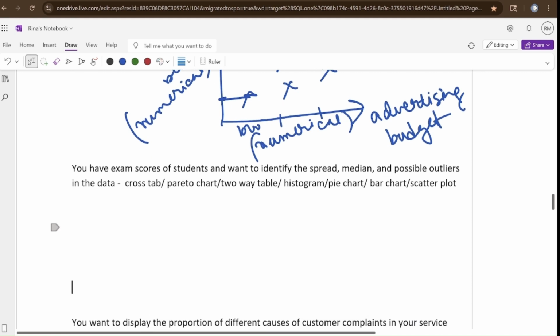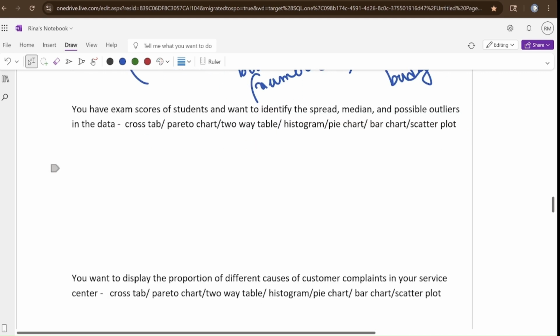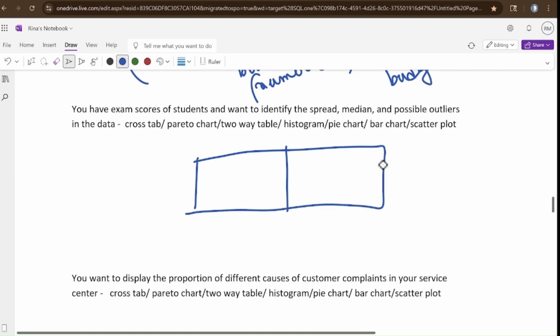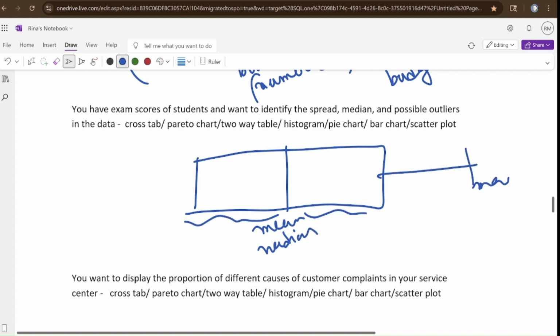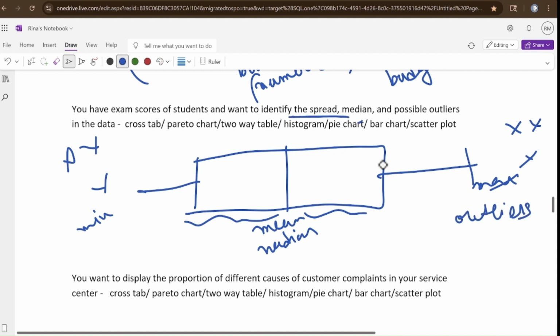You have exam scores of students and want to identify their spread, median, possible outliers. See, this one is done by box plot. Box plot helps you to find the mean, the median value, lower quartile, upper quartile, the maximum value and the minimum value. And if any value exists outside of the minimum and maximum value, then they are called outliers. So to identify spread, median, possible outliers, the best option is, it is not written here, sorry, box plot. Let me show you one box plot.